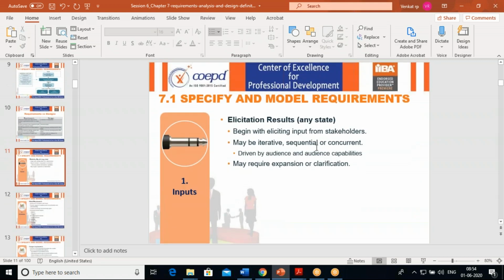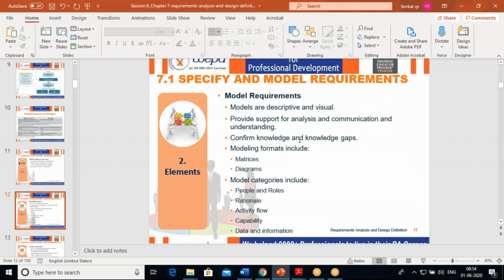And after that, inputs, we are taking illustration results from any state that we are going to consider. And here, let us try to understand the elements of it. The first one is modeling the requirements. How are we going to model the requirements? Models, actually, these are diagrams.